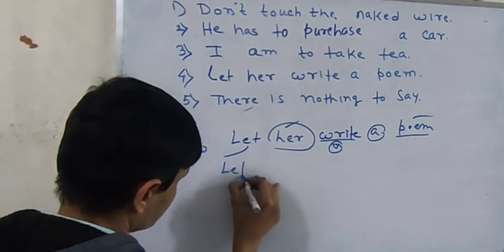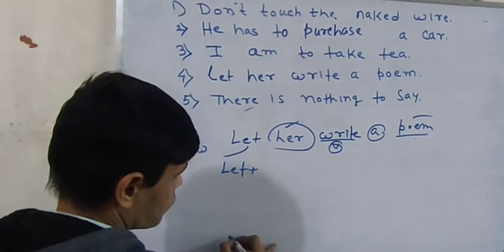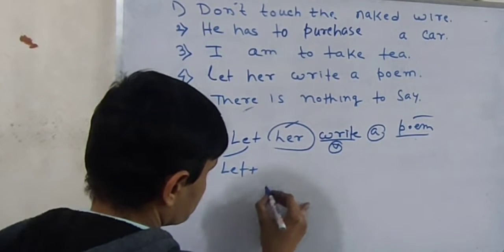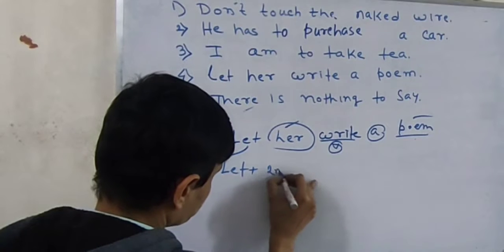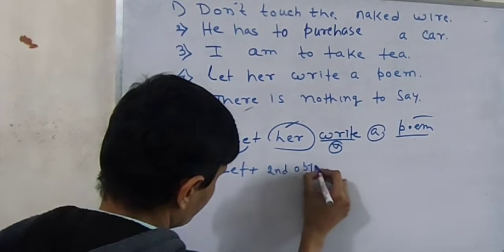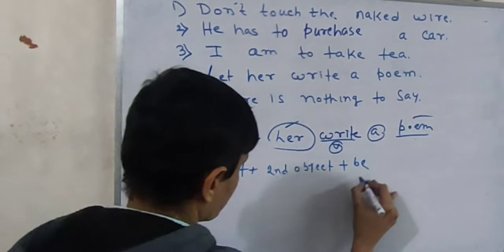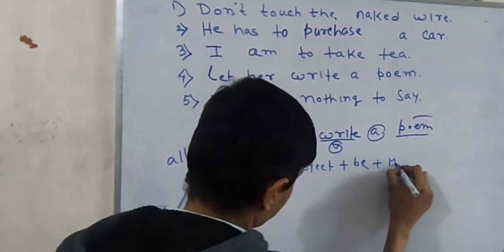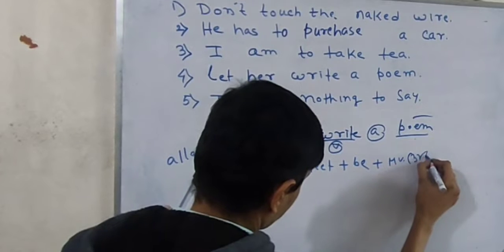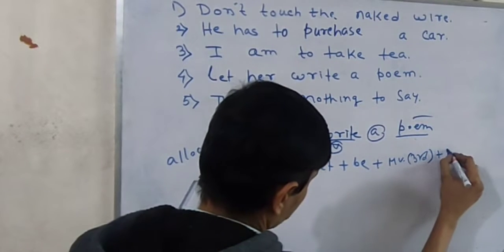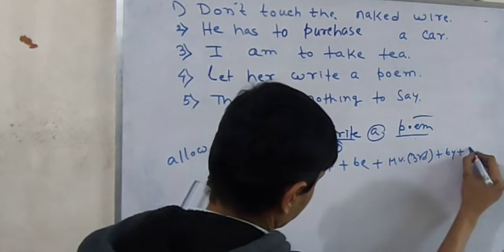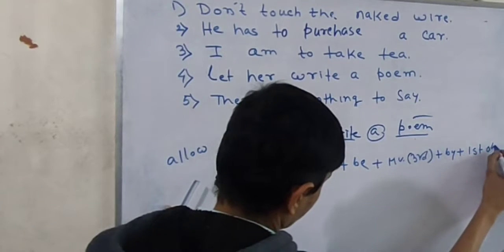Let, second object, be, main verb third form, plus by equal to first object.